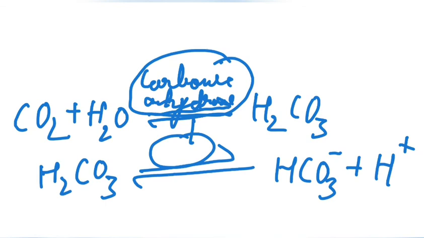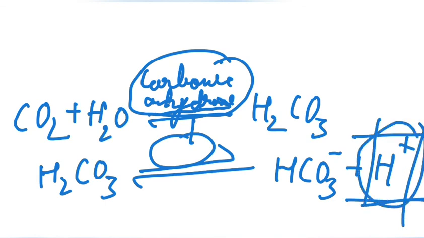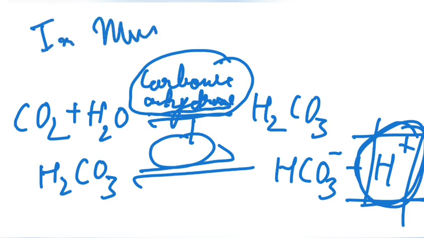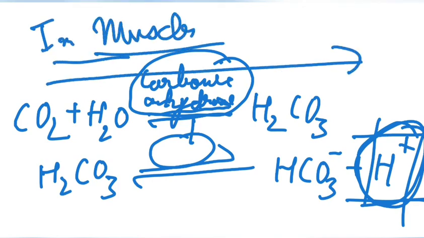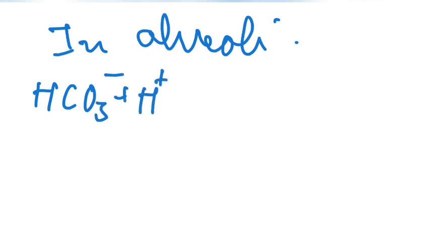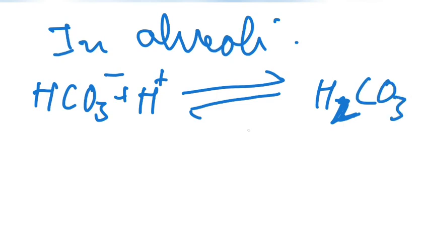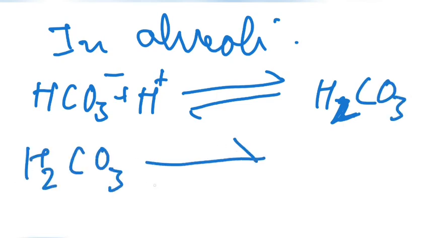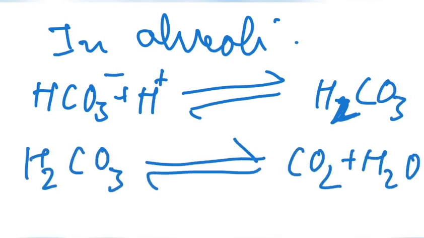The place where this reaction occurs is in our tissues. As I have told you earlier, this reaction is reversible, so the same reaction is carried out in the reverse order in our lungs to release carbon dioxide and water. So it will be like HCO3 plus H ion will give you H2CO3, and H2CO3 will further react in the presence of carbonic anhydrase to give you CO2 and water.